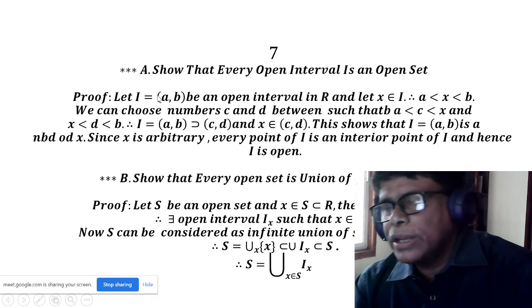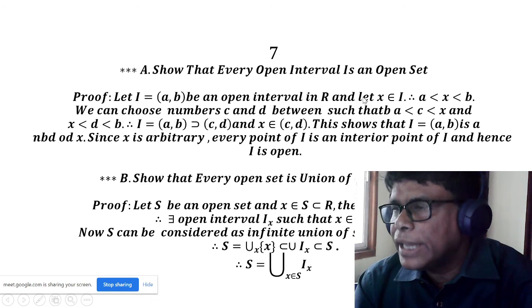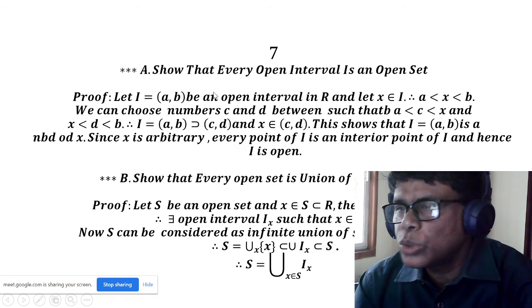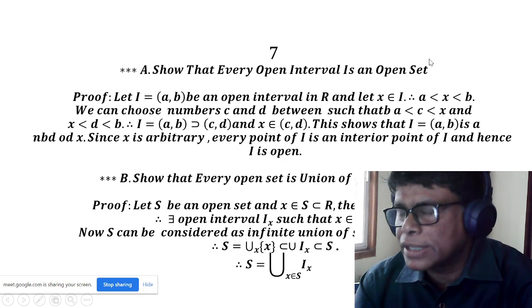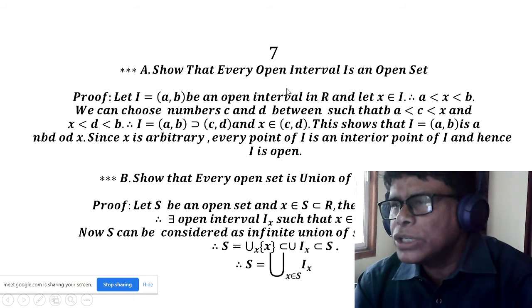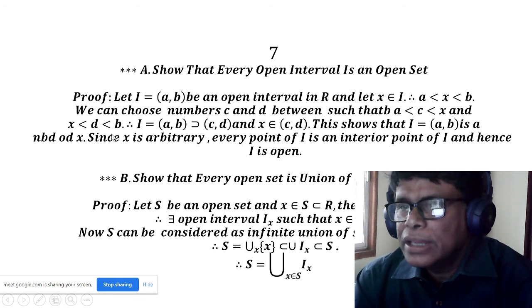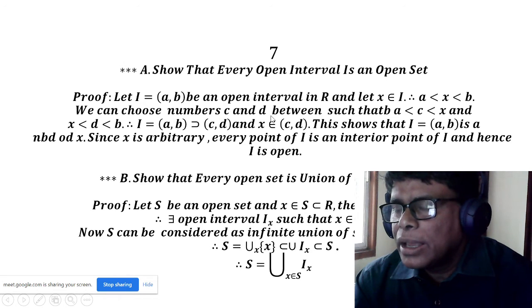Let I be an open interval in R, and let x belong to I. So x lies between these. Now we are declaring it open, but we have to prove that this is open. Now we have to prove that this open interval is an open set. We can choose numbers C and D. Now see, open interval and open set, is there any difference? Yes, there is a difference.